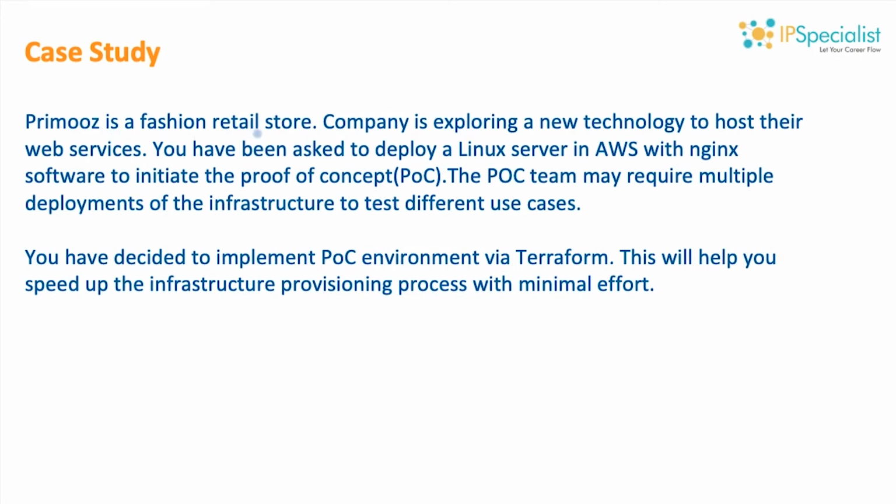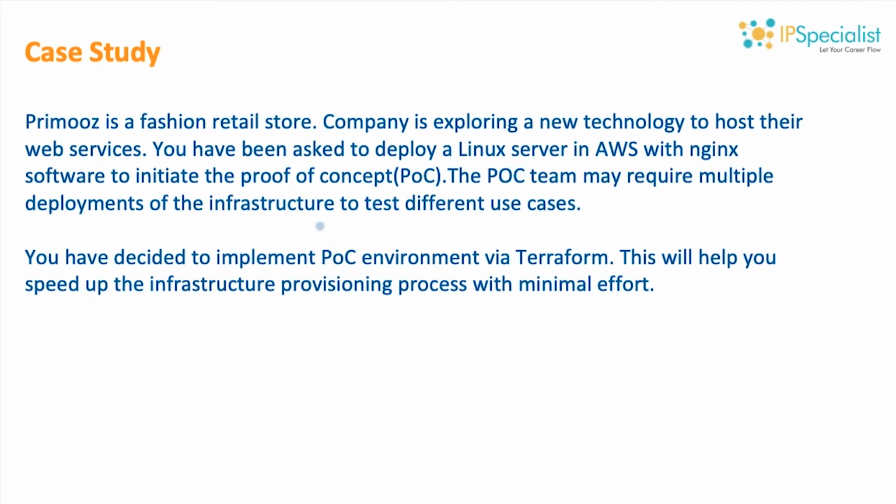Primos is a fashion retail store. The company is exploring a new technology to host their web services. You have been asked to deploy a Linux server in AWS with Nginx software to initiate the proof of concept. The POC team may require multiple deployments of the infrastructure to test different use cases. You have decided to implement the POC environment via Terraform. This will help you speed up the infrastructure provisioning process with minimal effort.